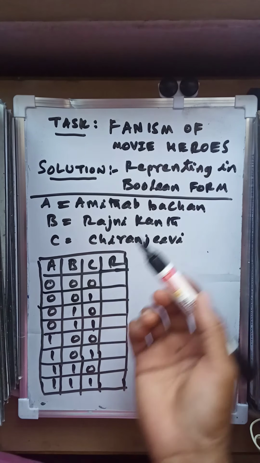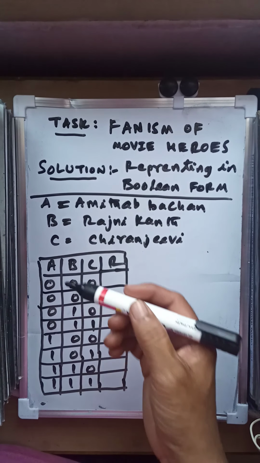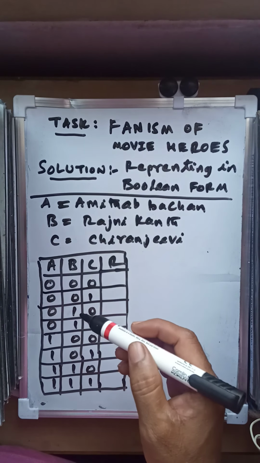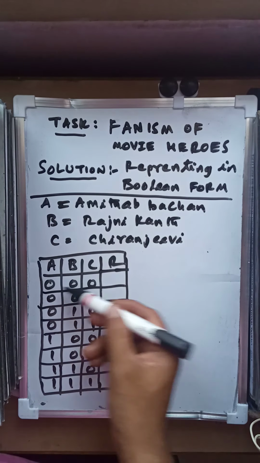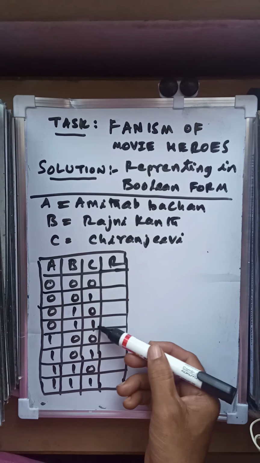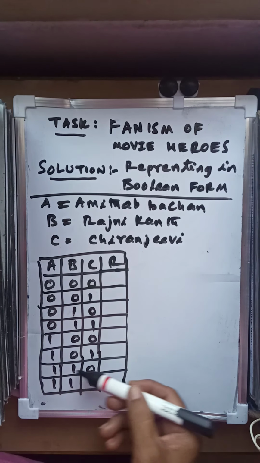So A, B, C, there are three variables. That means, as per the Boolean function, 2 power 3, that means 8 combinations, are written like this: 0 0 0, 0 0 1, 0 1 0, 0 1 1, 1 0 0, 1 0 1, 1 1 0, 1 1 1.